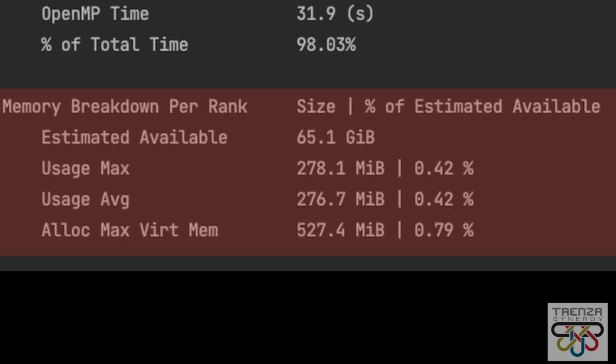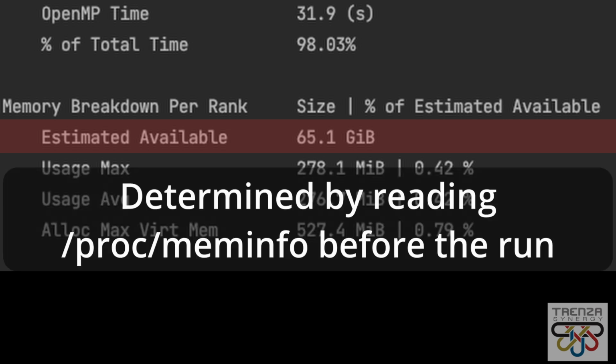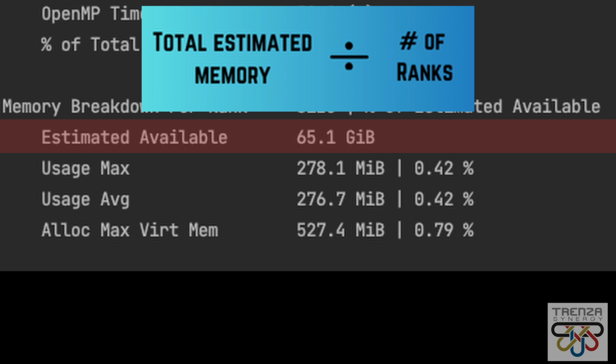The next section of the survey output gives you a breakdown of the average memory usage per rank of the application. The first line tells you the estimated amount of physical memory available to each rank of the node. Survey determines this by measuring the amount of free memory available on the first node of the run just before the run is started. Then it divides this number by the number of ranks on the node to get the estimated memory available per rank.